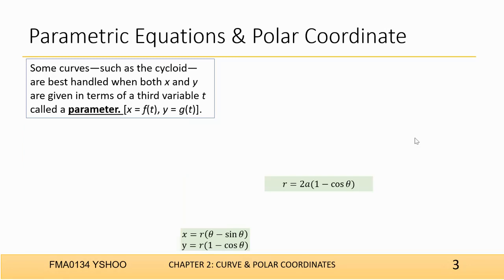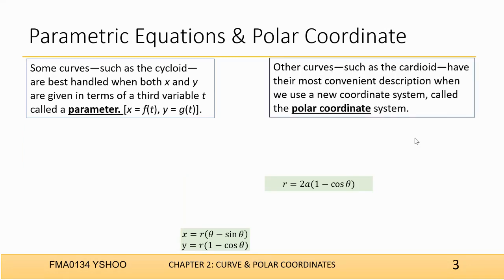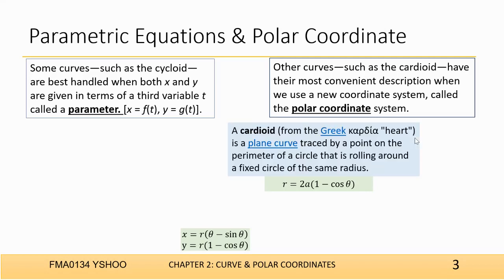Then we have other curves such as the cardioid, which have their most convenient description when we use a new coordinate system called the polar system. Cardioid, from the Greek, means heart. It's a plane curve traced by a point on the perimeter of a circle that is rolled around a fixed circle of the same radius. So this is called a cardioid, the one you love to say is a heart shape. The equation of this cardioid is 2a(1 minus cos theta). Just now, the cycloid was x equals and so on.